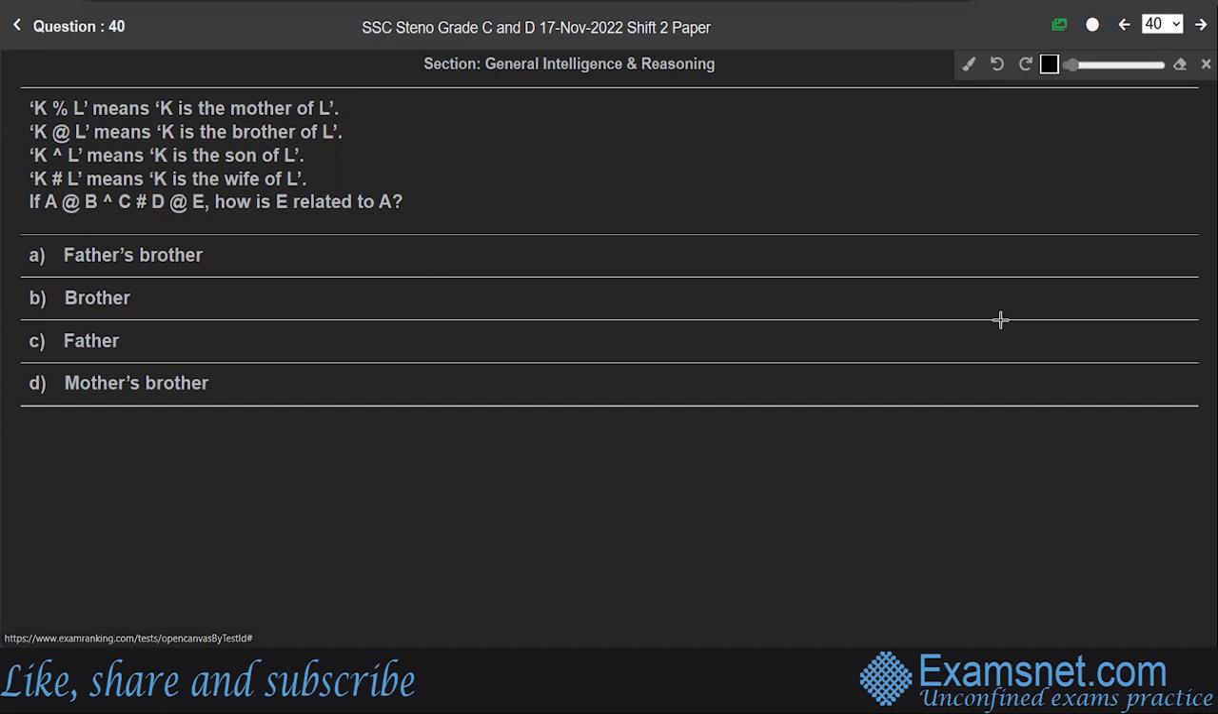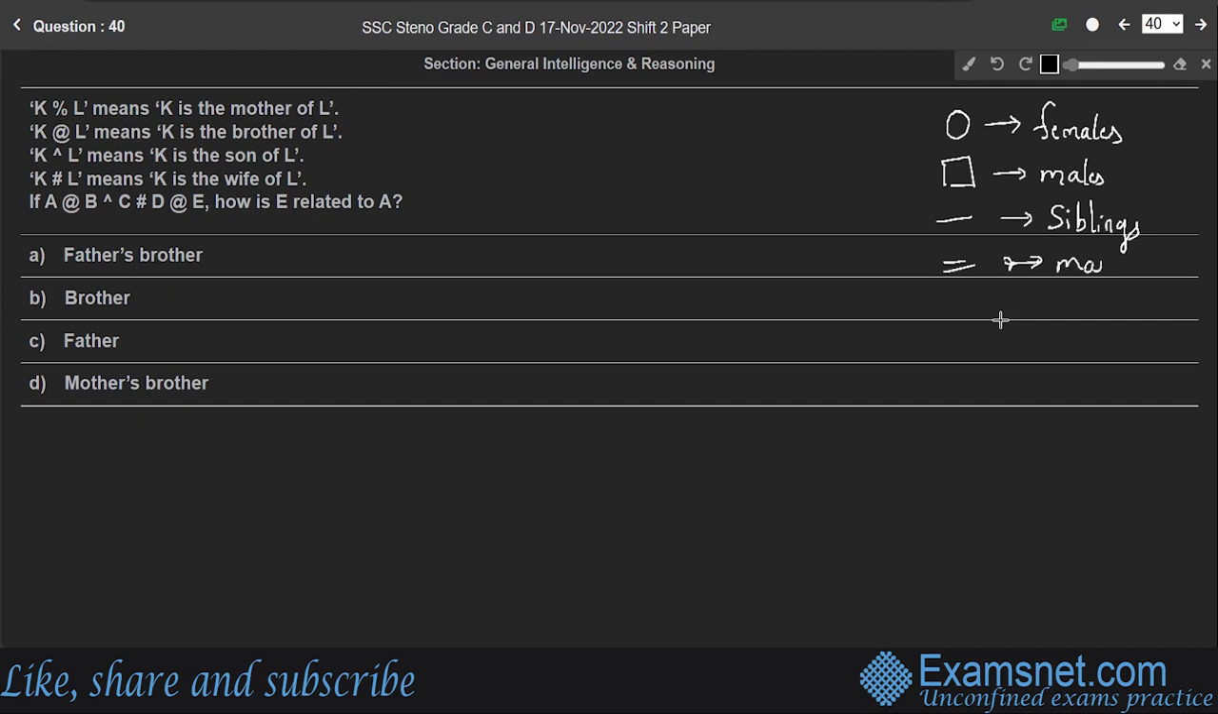So to represent these relationships, we use some symbols. We use a circular symbol for all females. Let's use a square symbol for all males, right? We use a horizontal line for siblings, double horizontal line for married couple, then a vertical line or slightly slanted line for difference of generation.